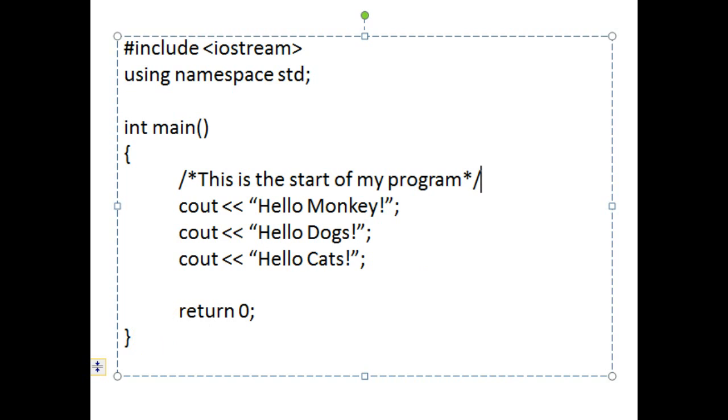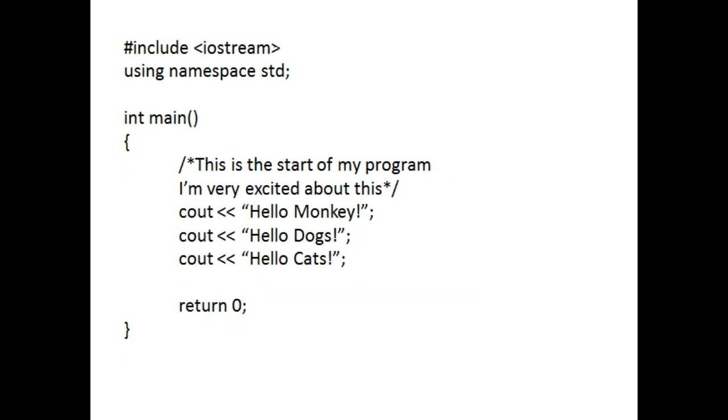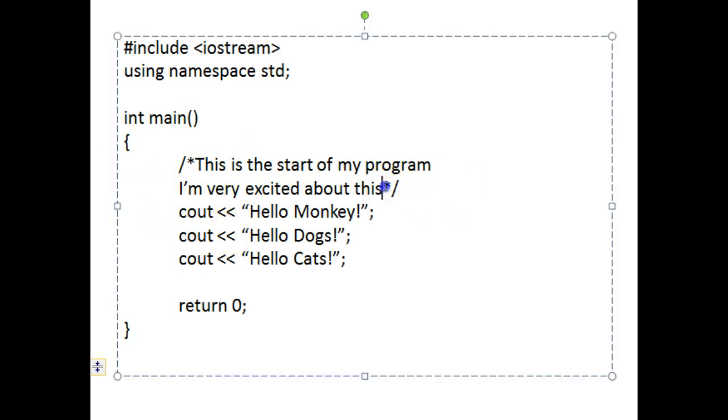The good thing about this one is if we want to do a multi-line comment, I only have to do one forward slash star, and then it's as many lines as I want up until I get the ending one here. So this multi-line one is useful for commenting like this.